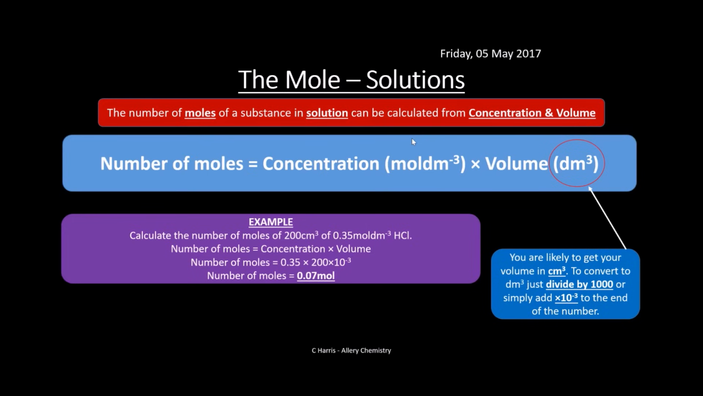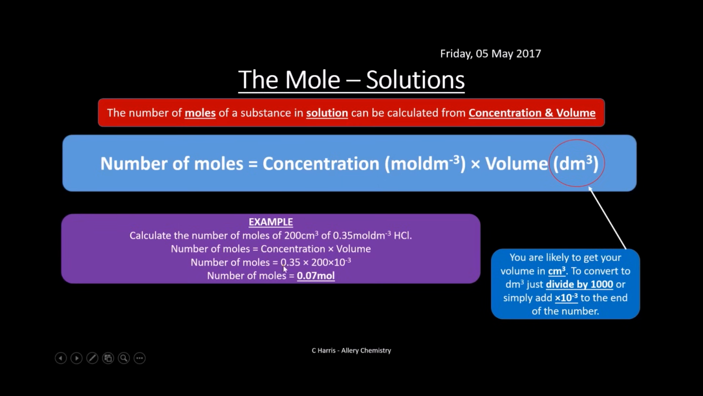So here's an example. Calculate the number of moles of 200 centimeters cubed of 0.35 moles per dm cubed HCl. So the number of moles is concentration times volume. Now notice the volume they've given us is in centimeters cubed. There it is, look. So we've got to convert that.